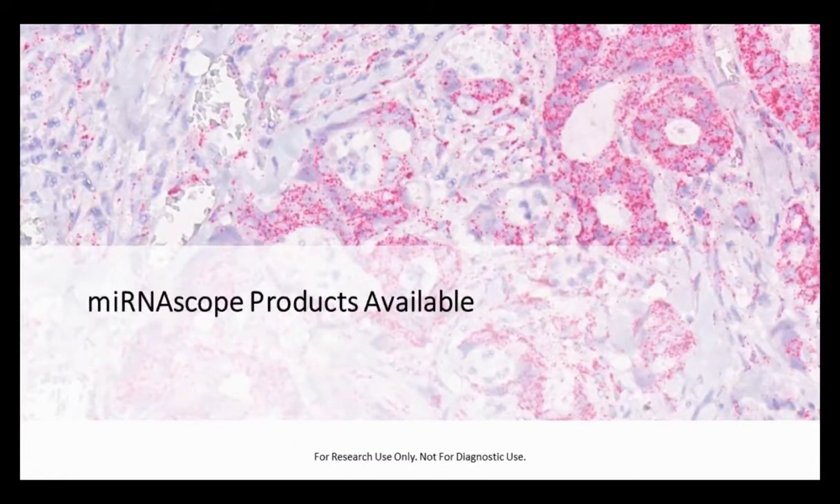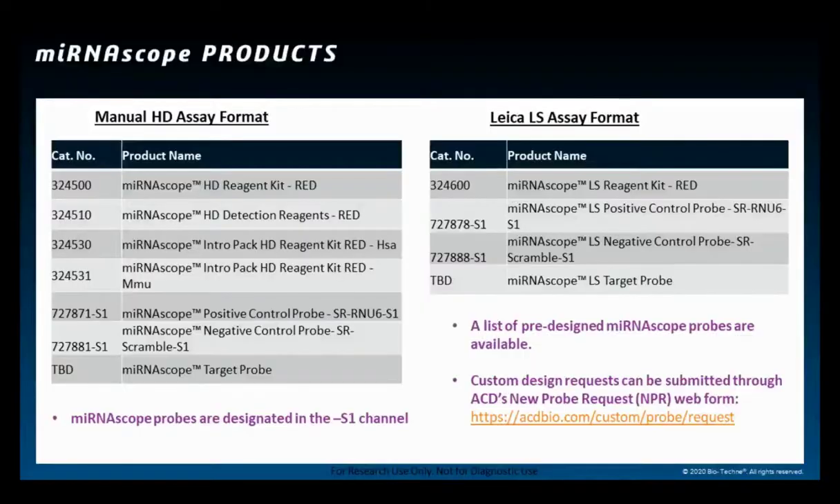Next, I'll go over the miRNAscope products that are available. As mentioned previously, the miRNAscope assay is offered in both the manual and LS formats. Each assay comes with universal control probes that are species independent, but are platform specific, so be sure to request the correct catalog number for the assay format that you prefer.